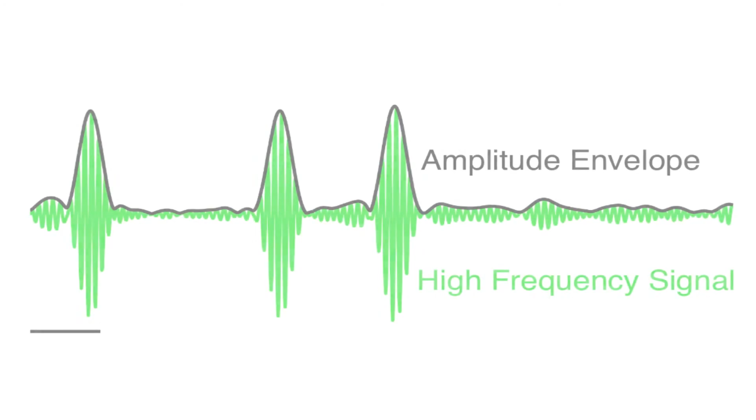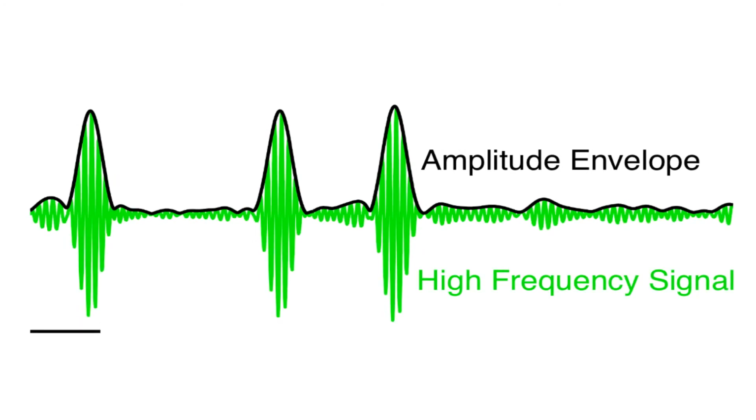Let's now look at the amplitude envelope of the high frequency signal. We see that the amplitude envelope outlines the extent of the deviations of the high frequency signal. Notice that the amplitude envelope fluctuates much less rapidly than the underlying high frequency signal.